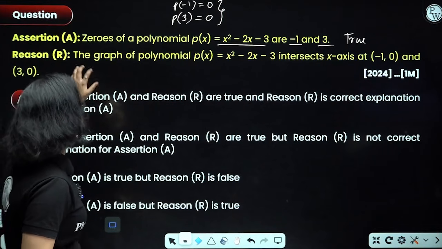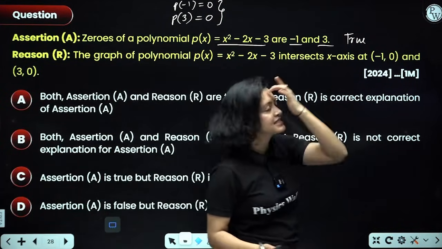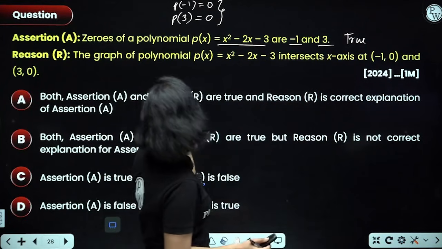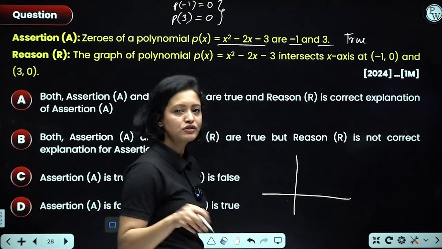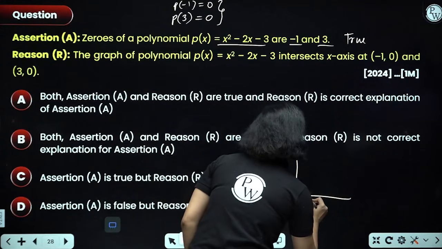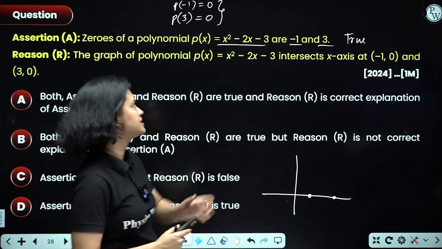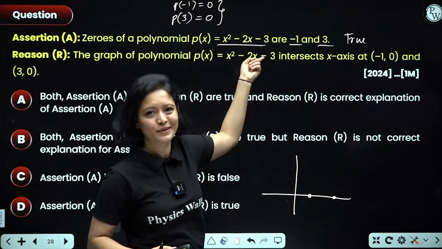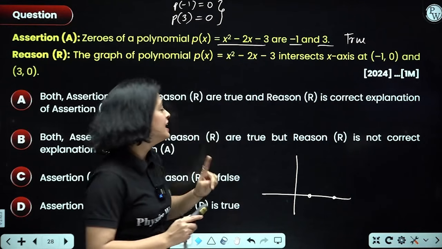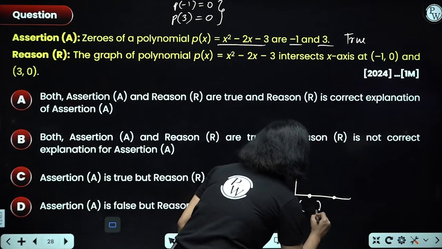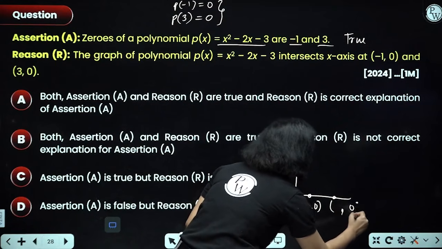The reasoning part is saying that the graph of the same polynomial will intersect the x-axis at (negative 1, 0) and (3, 0). So, whatever this polynomial's graph would be, it will intersect the x-axis at first of all 2 points because there are 2 zeros and it's a quadratic polynomial, right? So, it will intersect the x-axis at 2 points, right? Now, at both the 2 points, the value of y coordinate would be 0. That means p(x) would be 0.